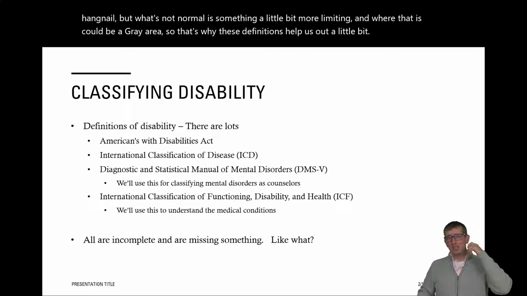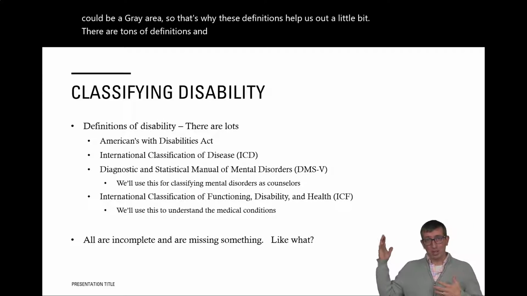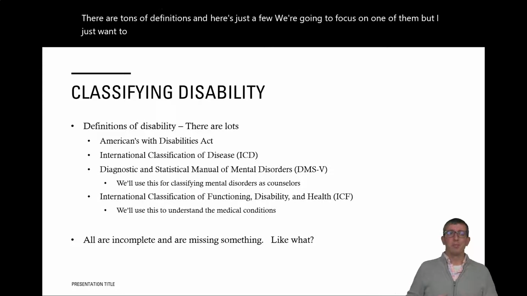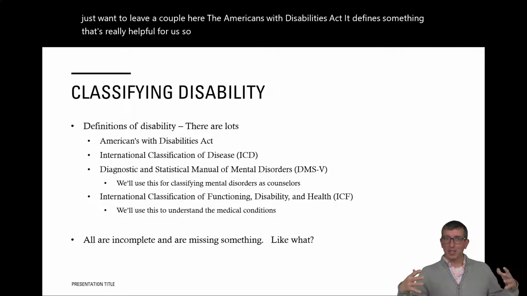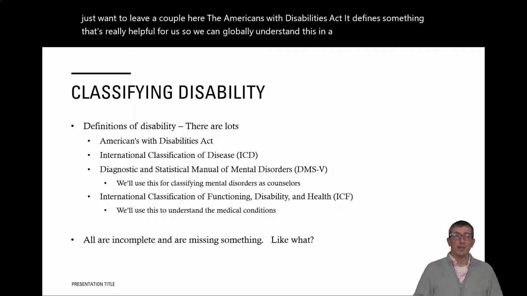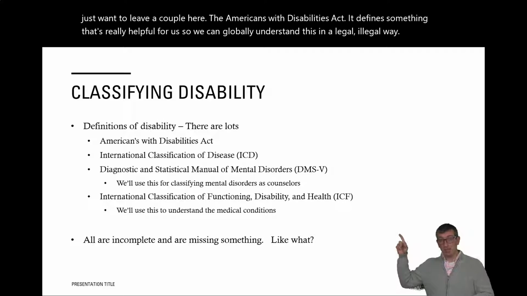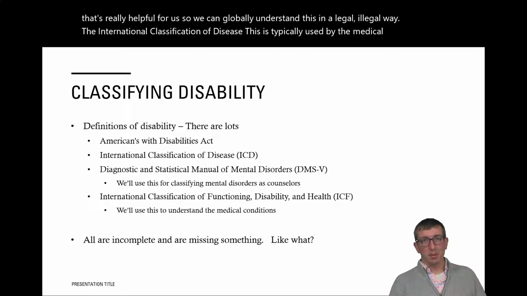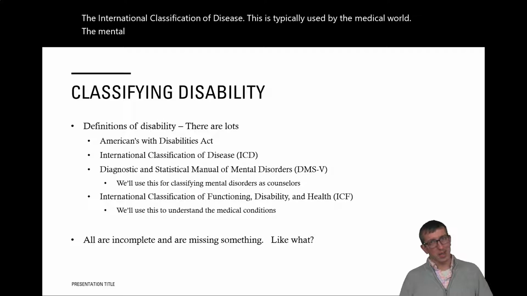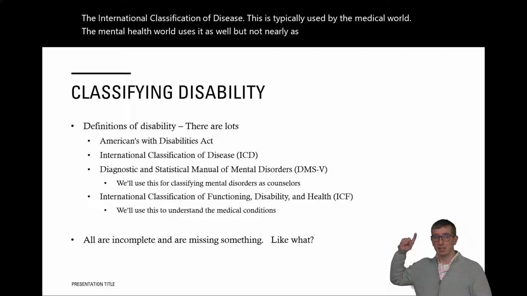There are tons of definitions, and here's just a few. We're going to focus on one of them, but I just want to leave a couple here. The Americans with Disabilities Act defines something that's really helpful for us so we can globally understand this in a legal way. The International Classification of Disease is typically used by the medical world. The mental health world uses it as well, but not nearly as much as the DSM-5.